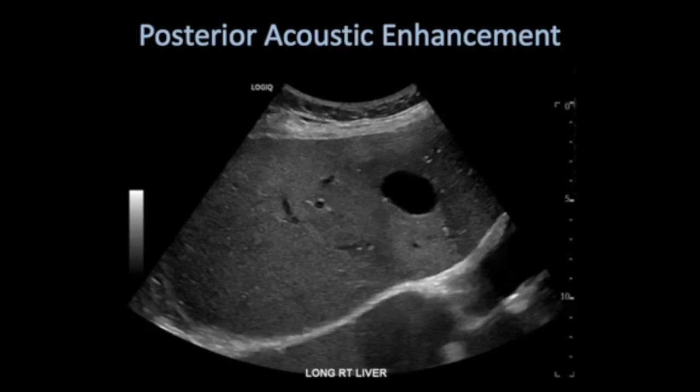Let's look at this example here of posterior acoustic enhancement. In this ultrasound image, you can see a cyst within the liver. Posterior to the cyst, you can see that the liver parenchyma appears brighter than the background liver parenchyma, or so-called posterior acoustic enhancement. How does this happen?